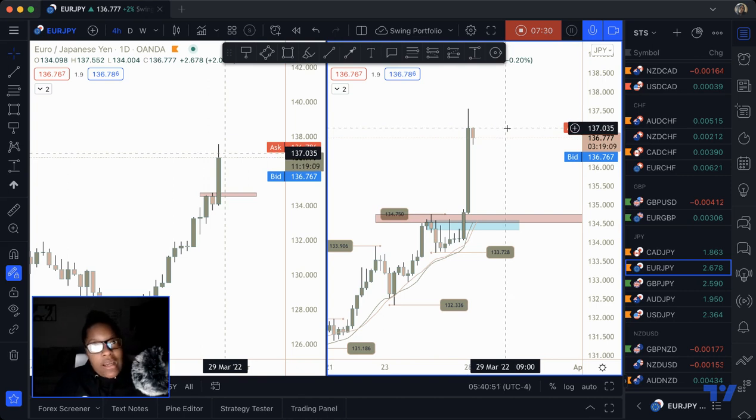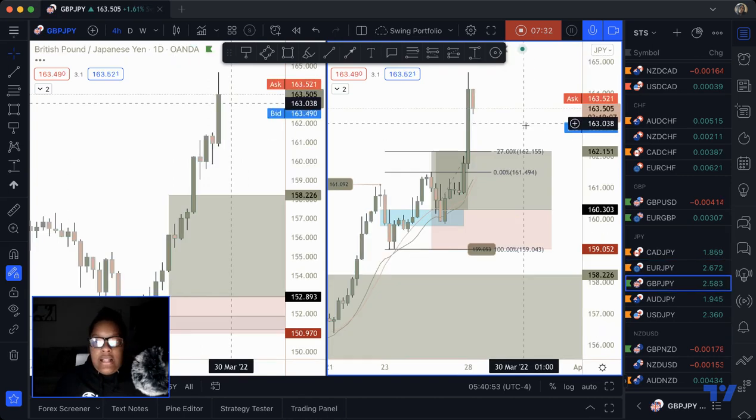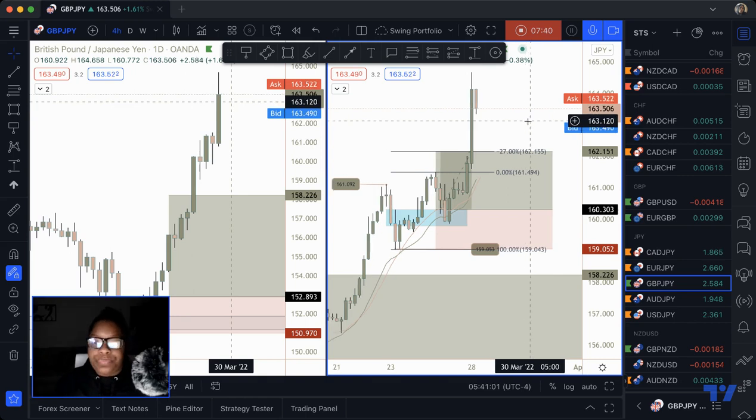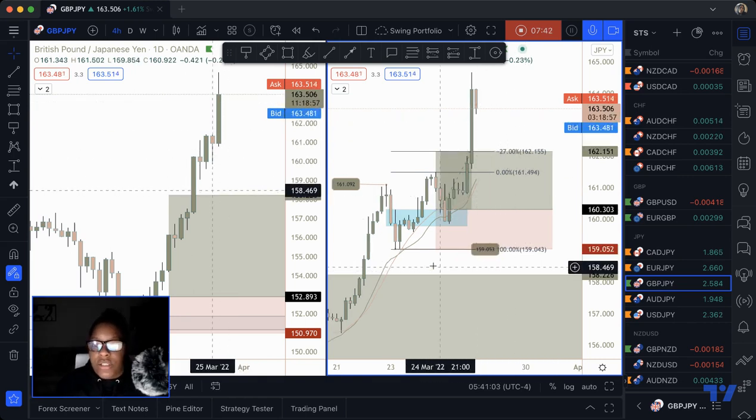So I want you guys to think about that, okay? So let's talk about pound JPY, because I actually just took profit on a trade yesterday, going into the morning. So this was my last position that I took.